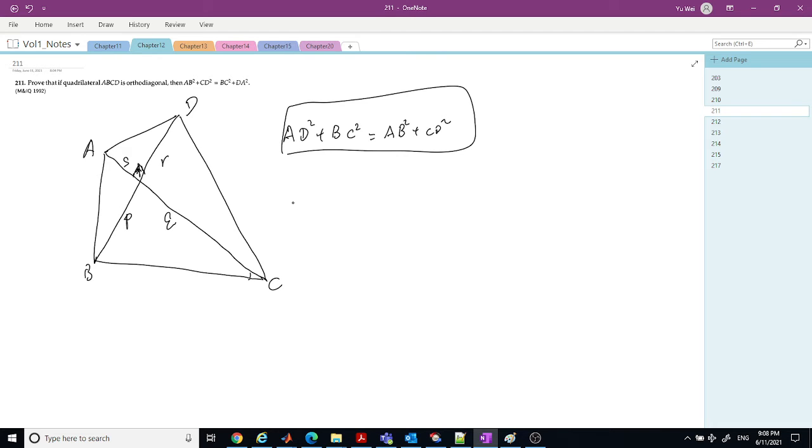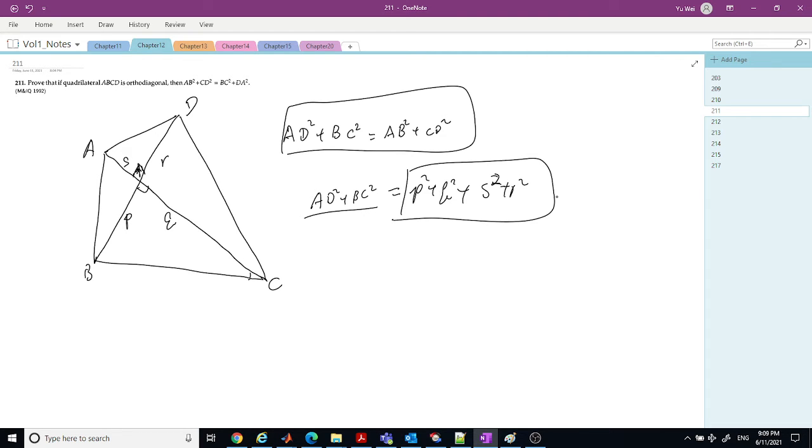Here we have P, Q, R, S. You can see AD squared plus BC squared, based on the Pythagorean theorem: BC squared is P squared plus Q squared, and AD squared is S squared plus R squared.